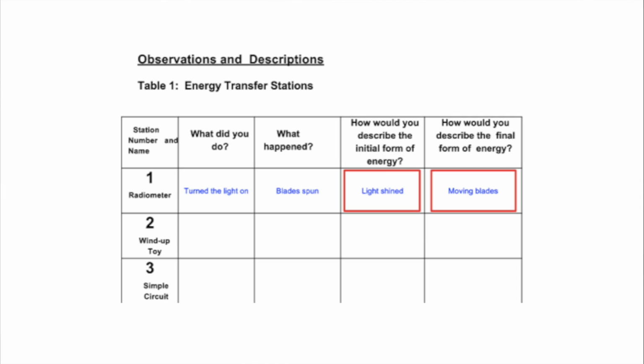To do this, remember that energy is not a thing. Energy does things. The introduction told us that energy does work. It is the driving force that makes things happen. In the third blank column, I look back at what first caused the final thing to happen and write, light shined. In the last column, the final thing that happened was blades moved.